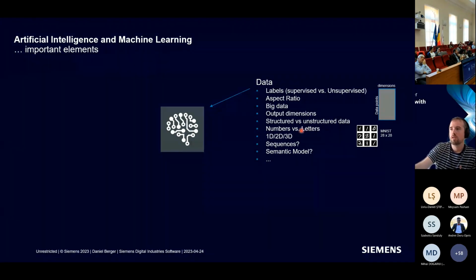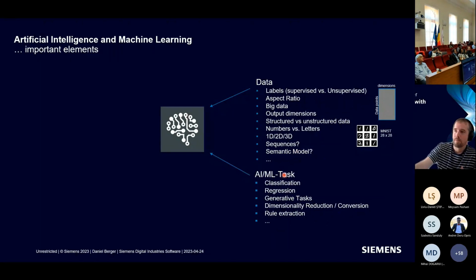Then, what are your output dimensions? Do you have 1D or 2D or 3D values that you want to predict? Maybe a sequence that you want to predict? Do you have a time series? Or, in general, a sequence, like if you wanted to generate text, that's also a sequence, right?